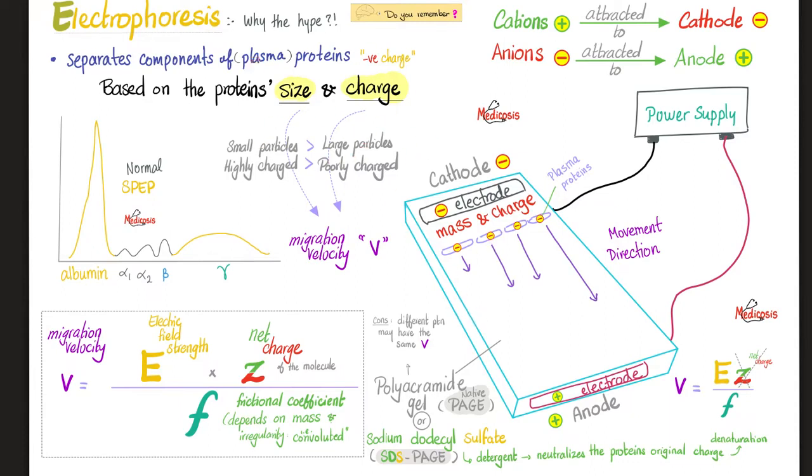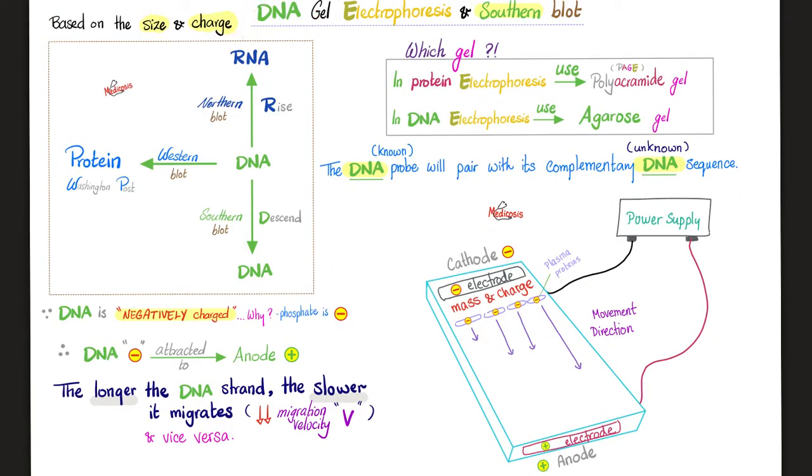What's the name of the gel that we used for protein electrophoresis? It was called the polyacrylamide gel. That's why we called it polyacrylamide gel electrophoresis, or PAGE. But today we're talking about a different type of electrophoresis, not protein electrophoresis, but rather DNA electrophoresis. What kind of gel are we using? Agarose gel. So for the protein electrophoresis, polyacrylamide gel. But for DNA electrophoresis, agarose gel.